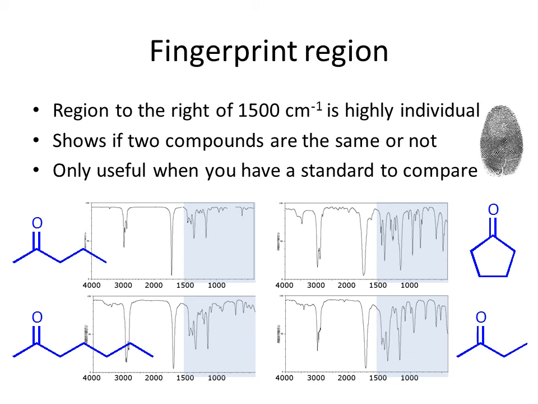So the fingerprint region doesn't tell you the structure. I can't look at the fingerprint region and say, oh, I have a 5-membered ring because of this squiggle and this squiggle and this squiggle. Or I've got 7 carbons in a row because of this. But what I can do is use this to compare things.